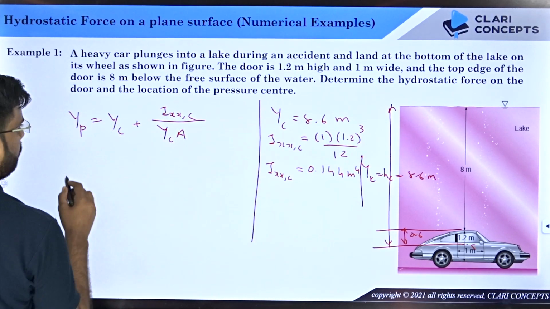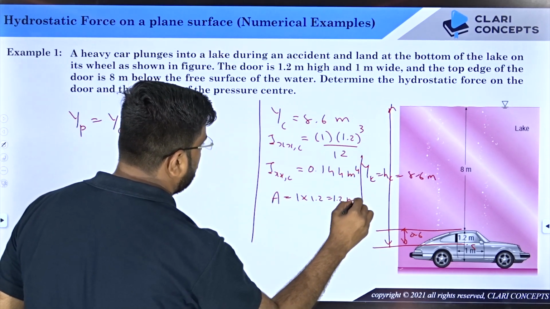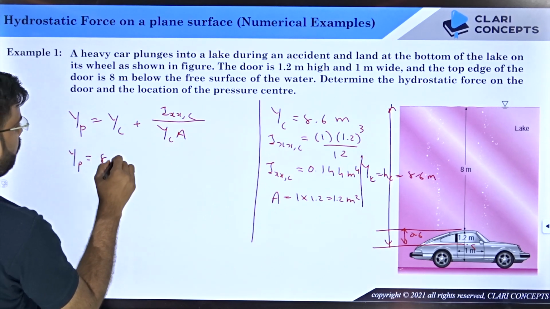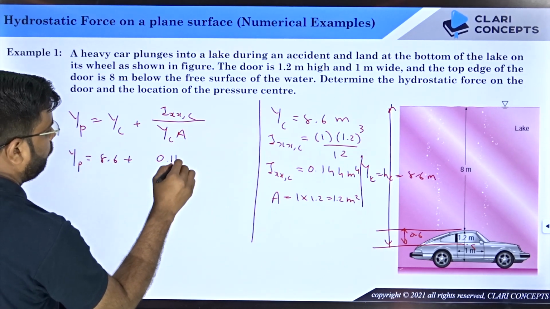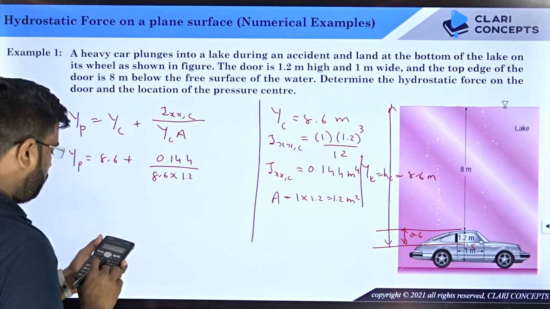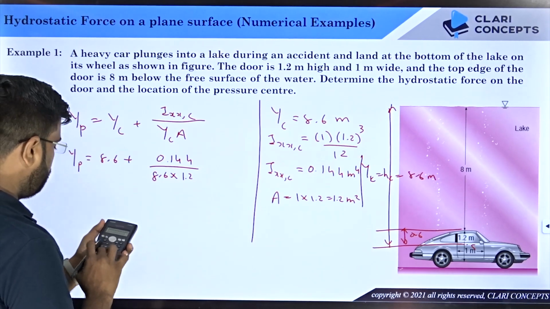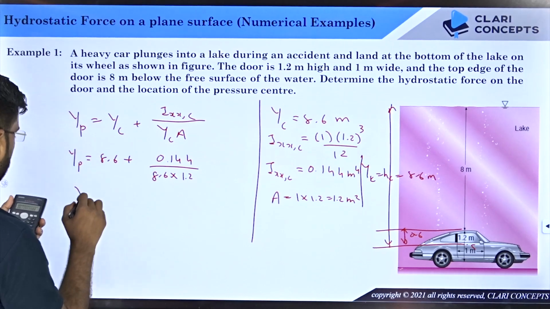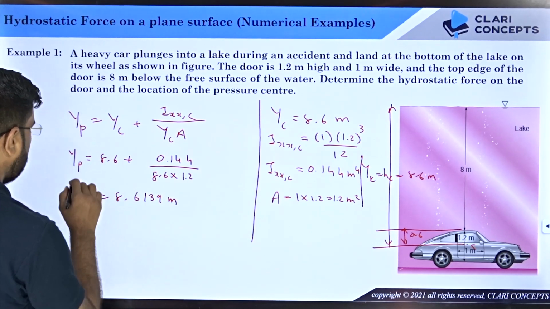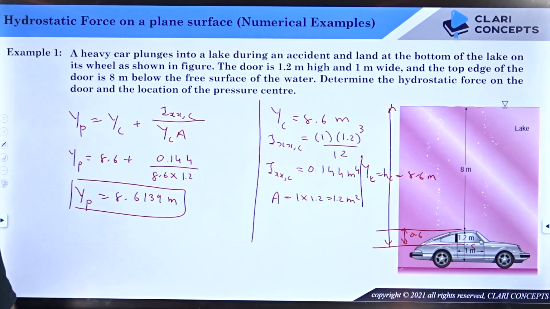Alright, now put the values. What is area? Area is 1 into 1.2, that is 1.2 meters square. All the values are available with you. Yp will be equal to 8.6 plus 0.144 divided by 8.6 into 1.2. You will get Yp as 8.6139 meters, just below Yc. Let me check the answer. 8.614, perfect.